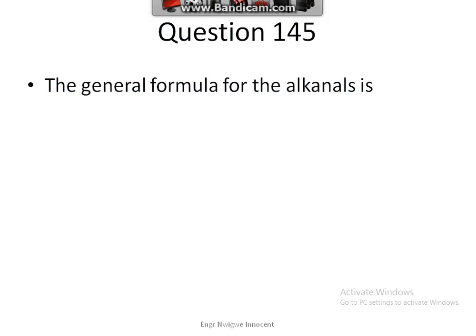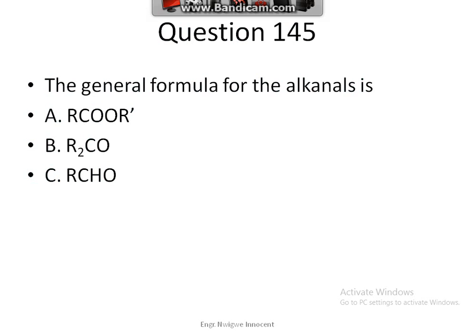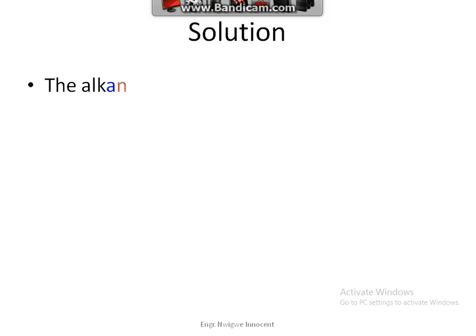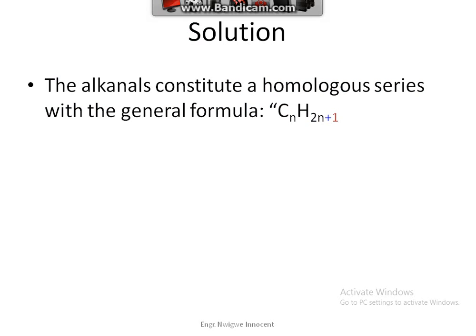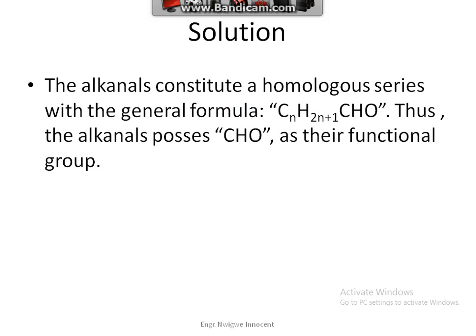Question 145. The general formula for alkanals is A. RCOOR', B. R2CO, C. RCHO, D. ROH. Solution. The alkanals constitute a homologous series with the general formula CnH2n+1CHO. Thus, alkanals possess CHO as the functional group. Therefore, the answer is C.